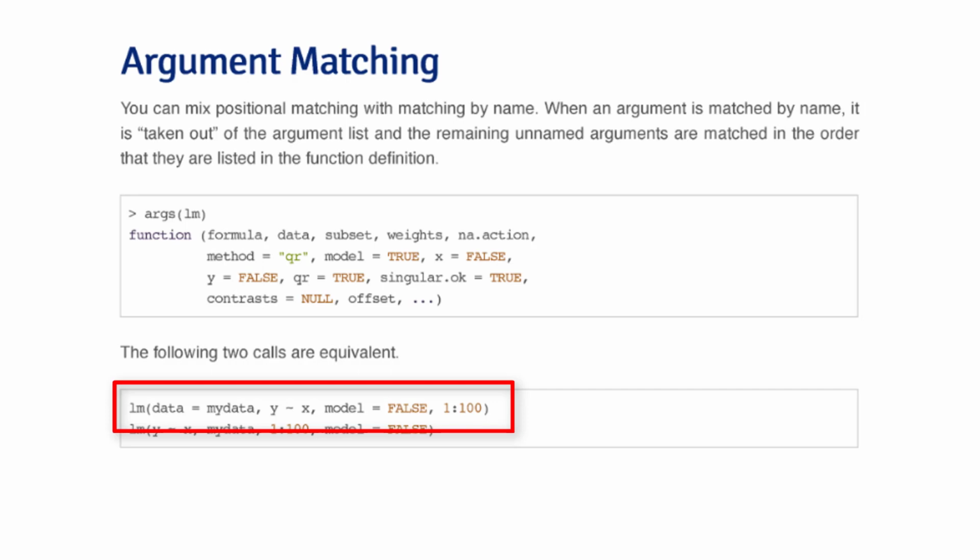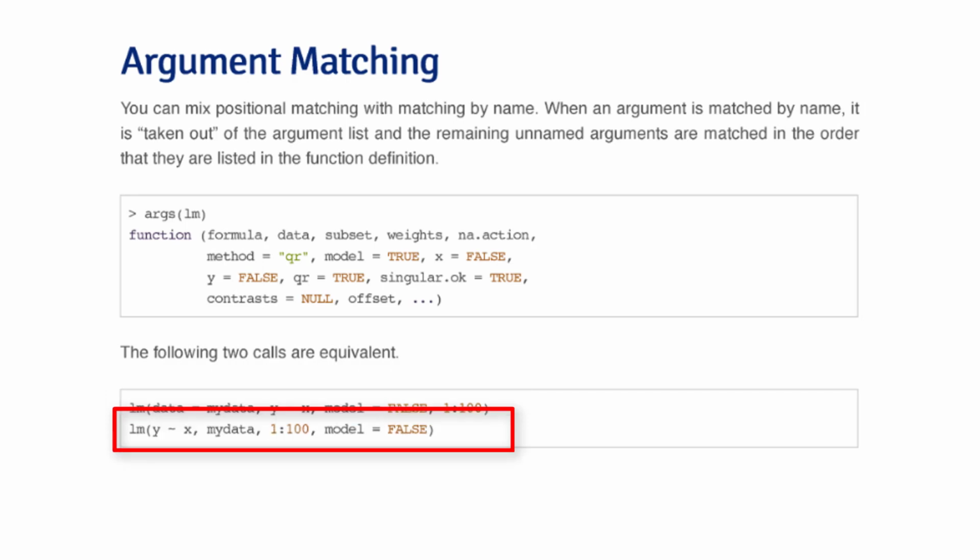Model equal to false has been matched by name, so we can get rid of that from the argument list. And then 1 through 100 has to be assigned to the argument that has not already been matched. In this case, formula was already matched, data was already matched, and so the next one is subset. So 1 to 100 gets assigned to the subset argument. This is somewhat a confusing way to call lm, and I don't recommend that you do it this way, but I wrote it this way just to demonstrate how positional matching and matching by name can work together.